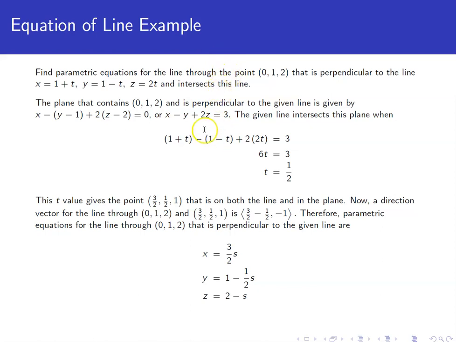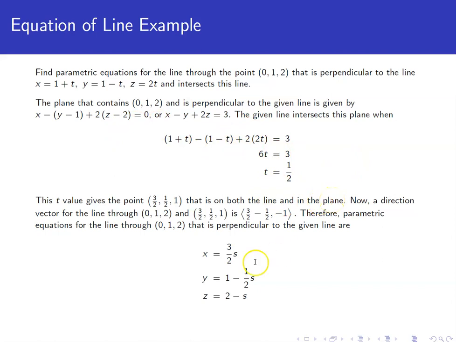So this plane will intersect the line when I plug in the x coordinate, y coordinate, z coordinate into the plane and get a true statement. So I get (1 + t) - (1 - t) + 2(2t) = 3. Rearranging the left-hand side, we get 6t = 3, or t is equal to 1/2.